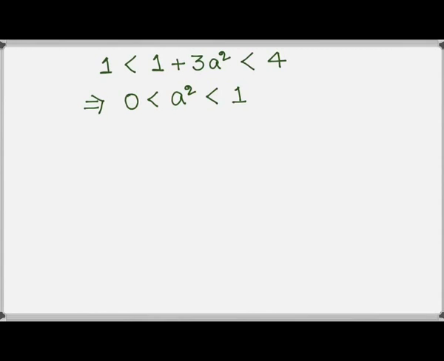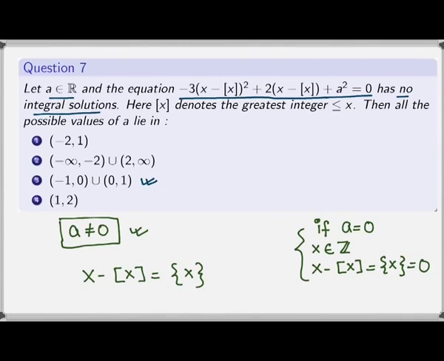Now squaring the inequality we obtain 1 is strictly less than 1 plus 3a square, which is strictly less than 4. Therefore we obtain 0 is strictly less than a square, and a square is strictly less than 1. So this is a possible range of a square, and from here we get that a belongs to the open interval minus 1 to 0 union the open interval 0 to 1. So option 3 is correct.